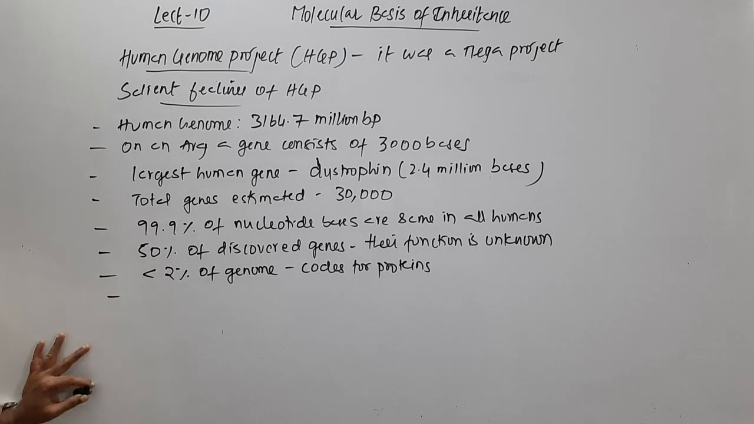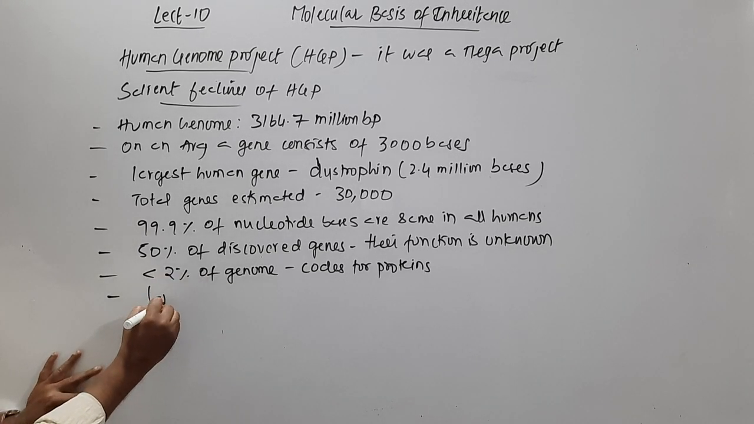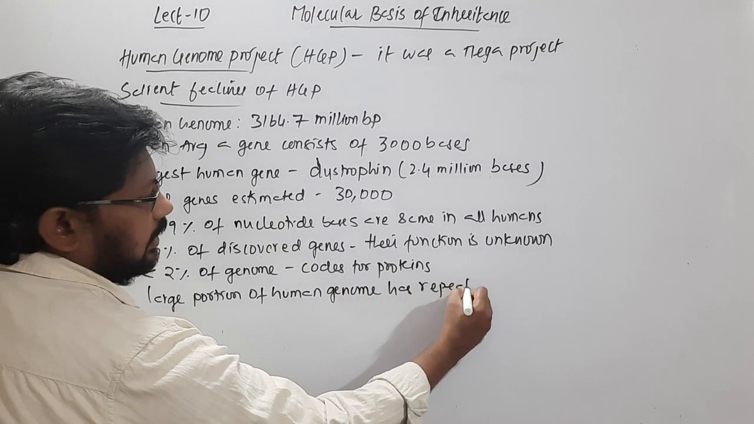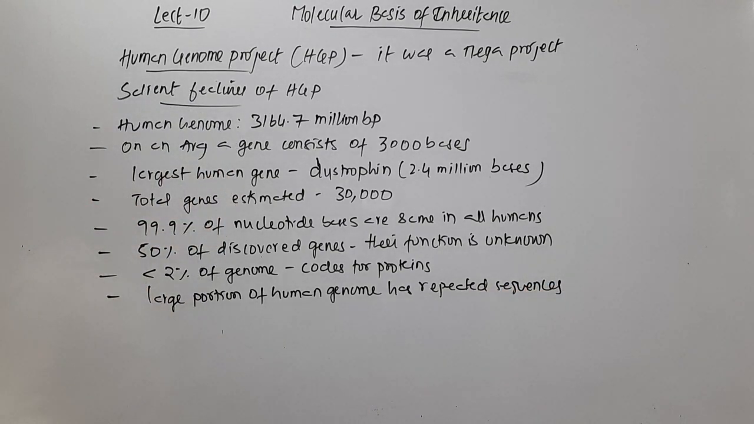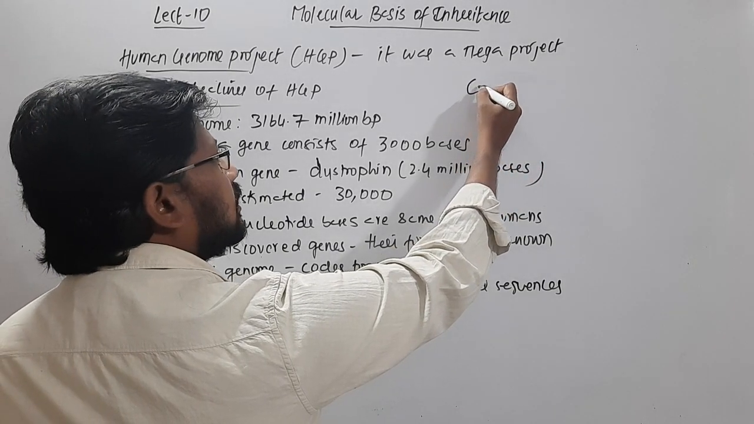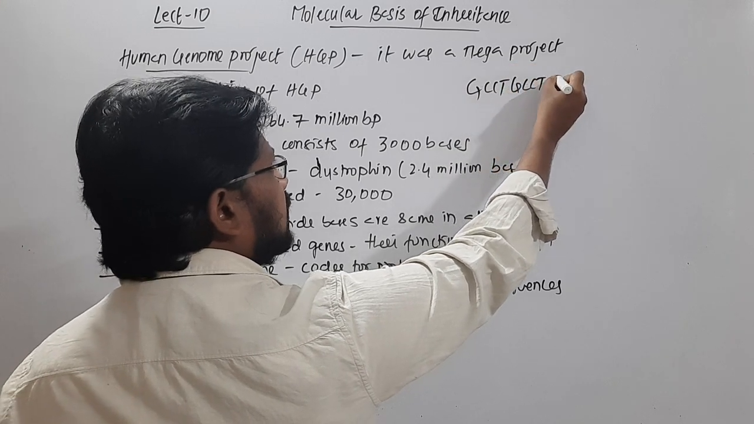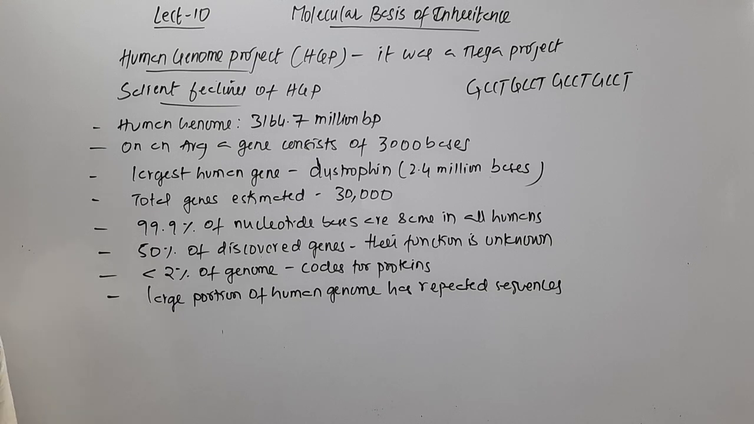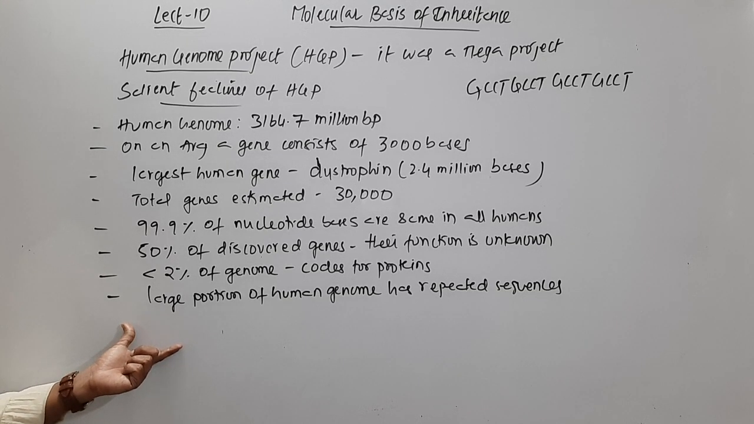Then we came to know that a very large portion of the human genome has repeated sequences. Repeated sequences means, suppose GCCT, again GCCT again, so it is repeated many times. Later I'll come to that point when I discuss DNA fingerprinting, how these repeated sequences and the mutations in them will help in identifying one individual from another individual.